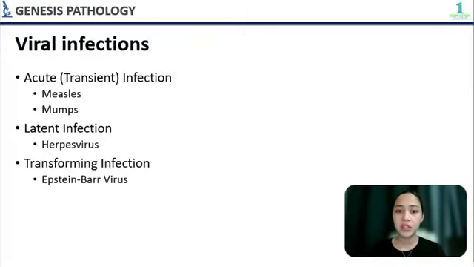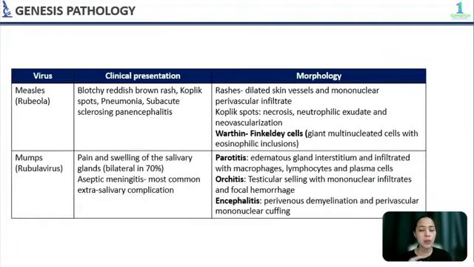So let's go to viral infections. I divided it into 3: acute, latent, and transforming infection. Examples of acute infection are your mumps and measles. Your rubeola or your measles virus is a single-stranded RNA virus of the paramyxoviridae family. So it causes characteristic rash, Koplik spots, yung 3 Cs, yung cough, coryza, and conjunctivitis.